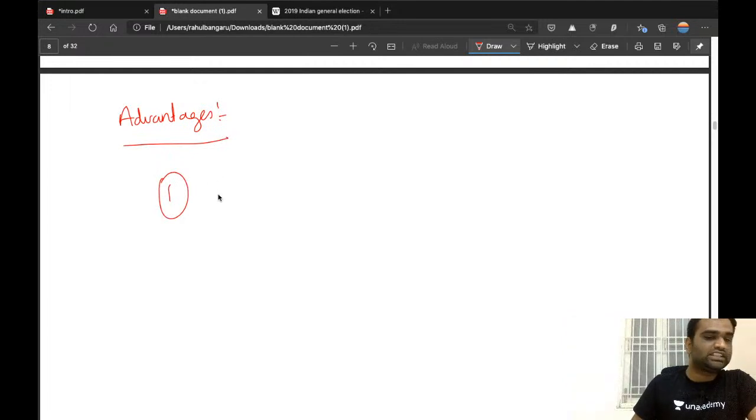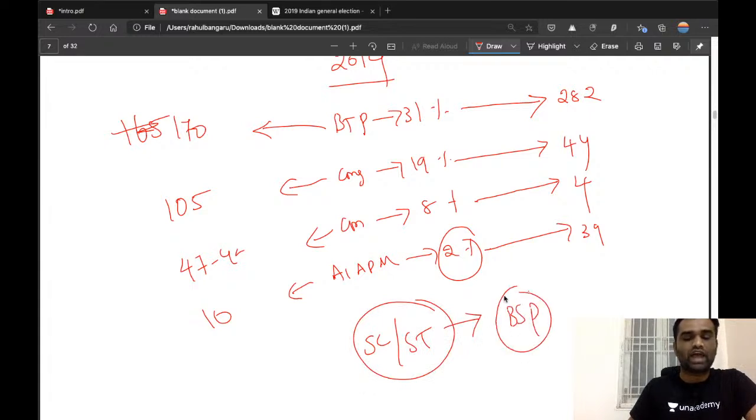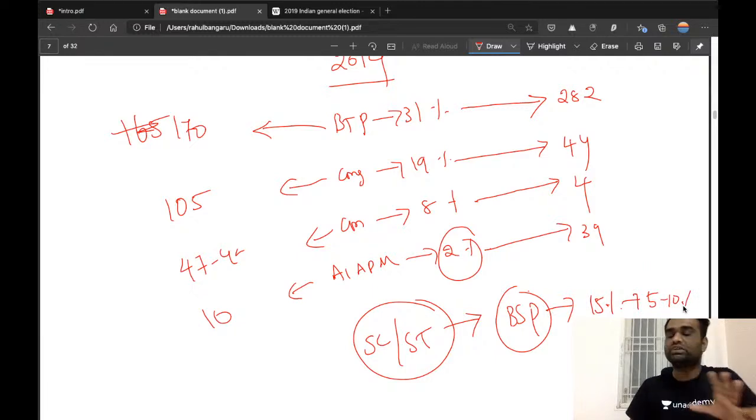The first advantage is that it is very inclusive. It represents all the interests of minority parties. For instance, scheduled castes as well as scheduled tribes. The party which represents them is BSP. Ideally, BSP gets around 15% vote share throughout the country, but they usually get only 5 to 10 seats. Even though 15% of people are voting for BSP, they get only 5 to 10 seats in Lok Sabha.